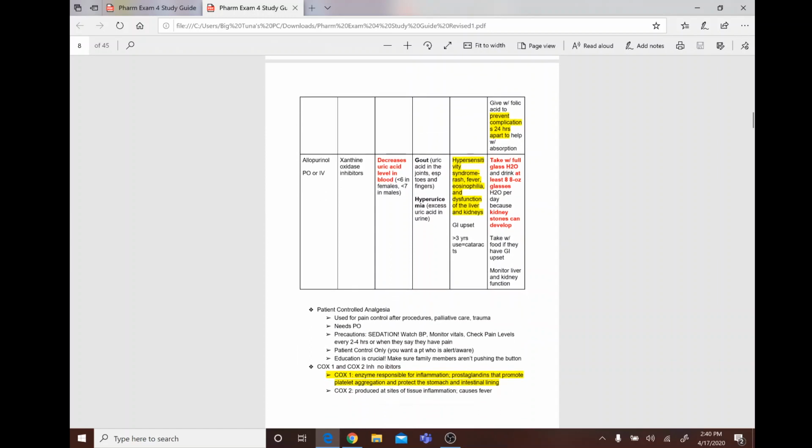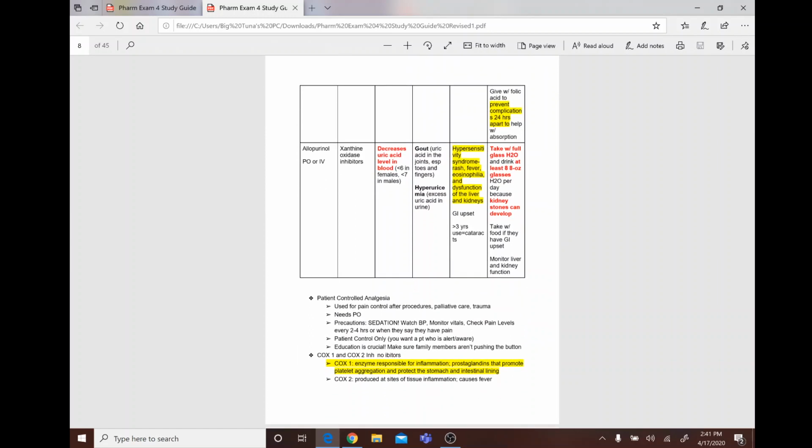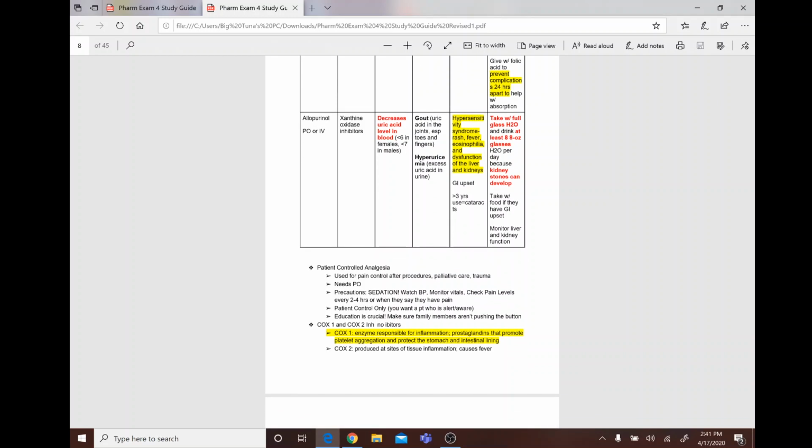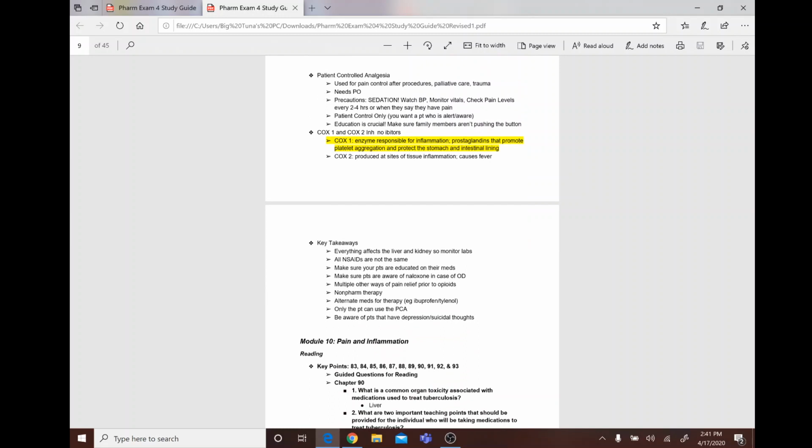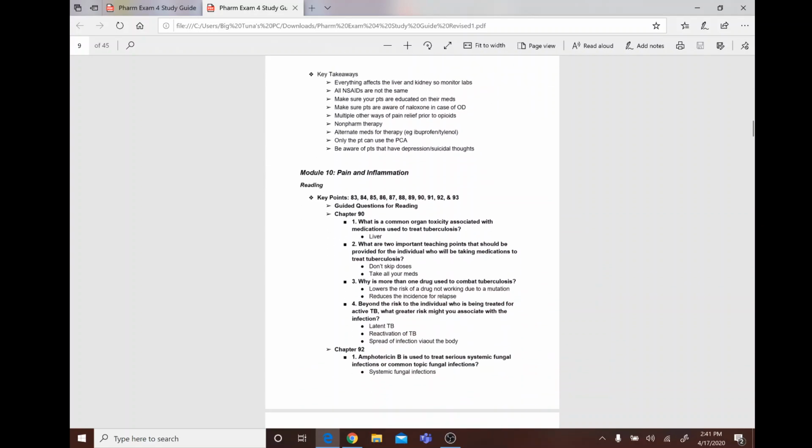Alright, what are the signs and symptoms of allopurinol? Hypersensitivity syndrome, rash, fever, eosinophilia, liver dysfunction, kidney dysfunction, GI upset, and then if you use it for more than 3 years, microcataracts. What's a COX-1 enzyme? Enzyme responsible for inflammation, prostaglandins that promote platelet aggregation and protect the stomach and intestinal lining.